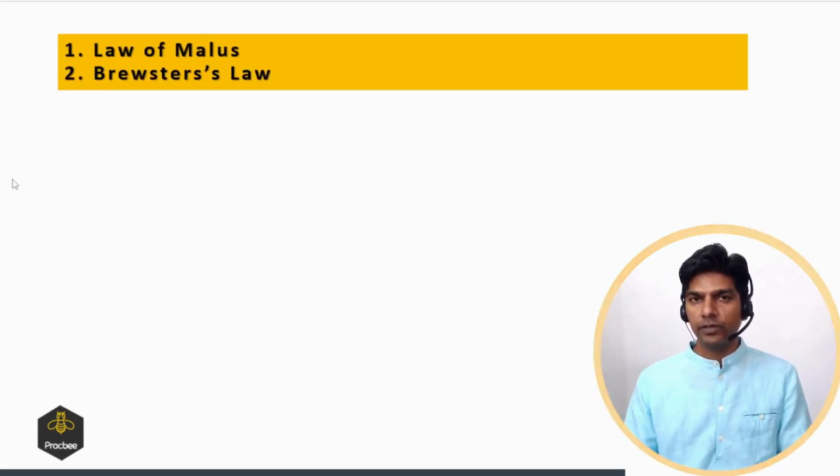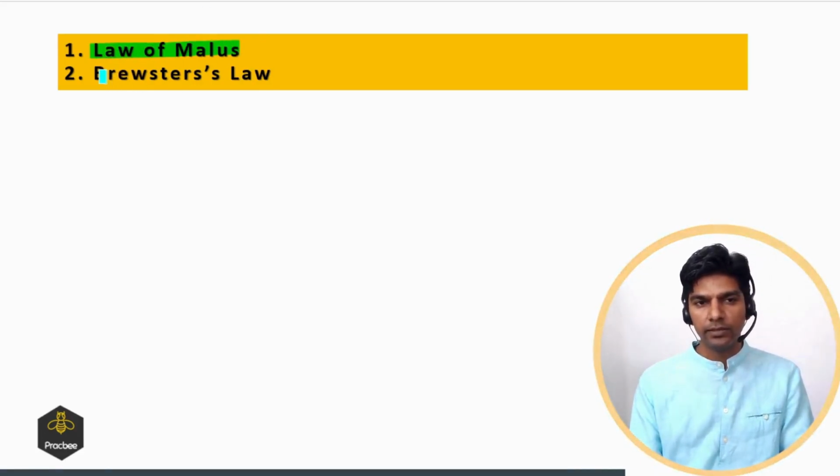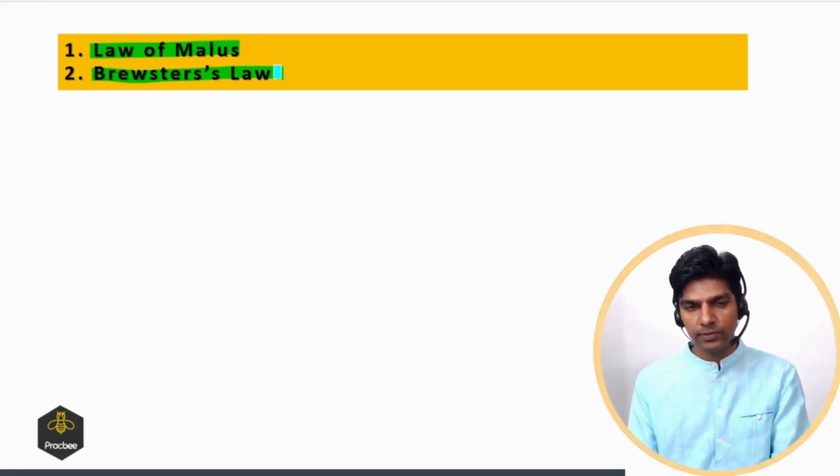So we are done with the diffraction part. Now let us see the last part, which is polarization. We are going to discuss two problem types. One will be based on the law of Malus, and the second problem type is based on Brewster's law. Now first let us see these two concepts.